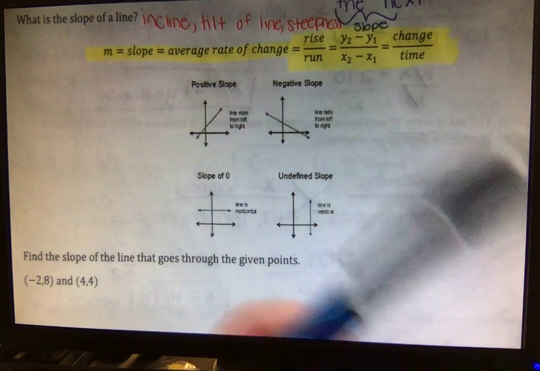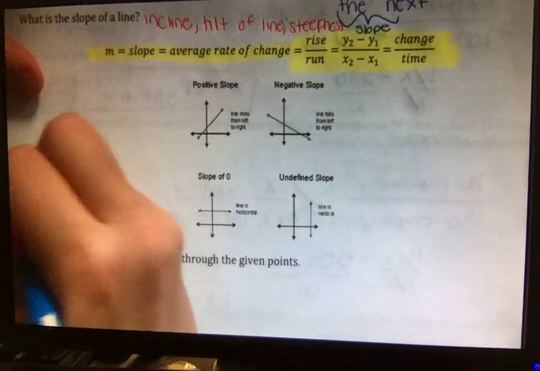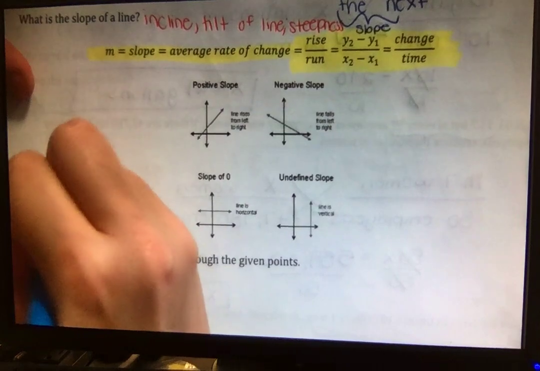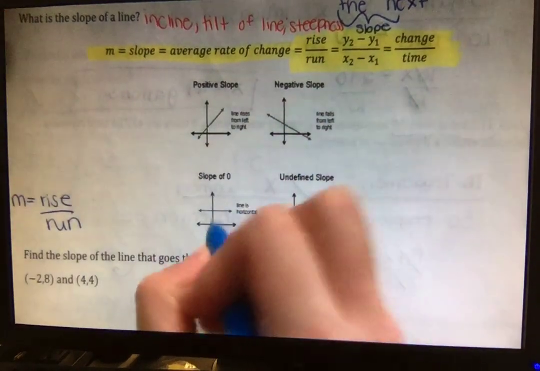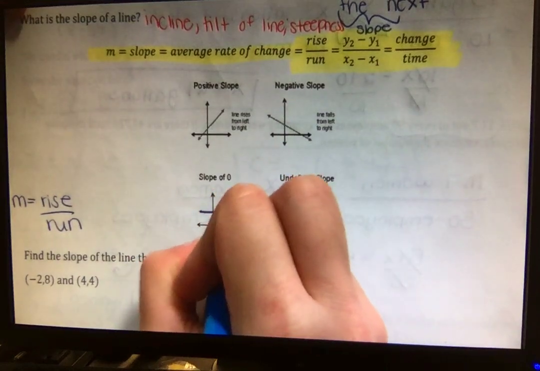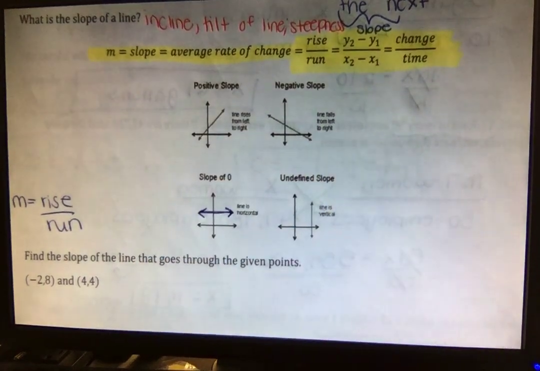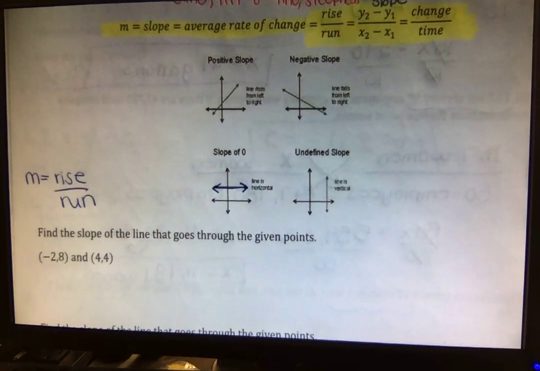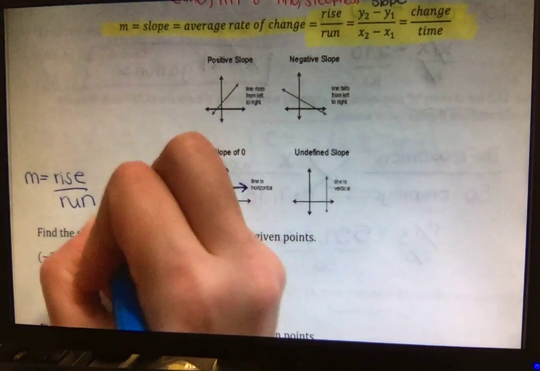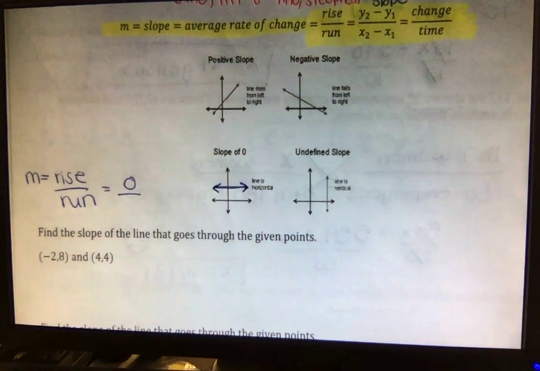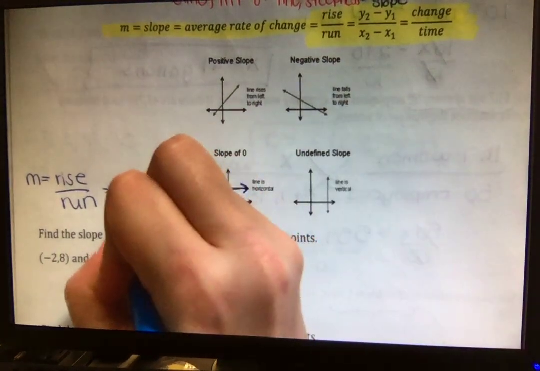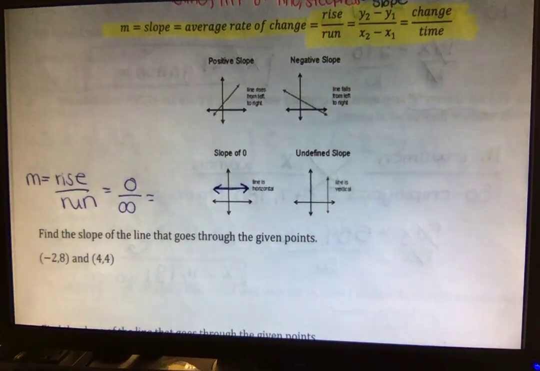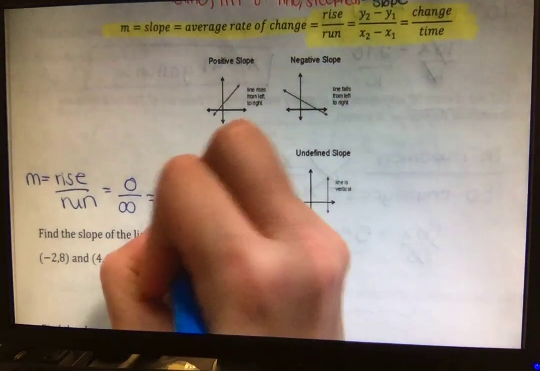So if we know slope is rise over run, looking at this horizontal line, how much is this line rising? How much is it going up and down? 0. How much is it running? How much is it going left and right? Continuously, infinitely. So 0 divided by infinity, 0 divided by any number, 0. Boom.